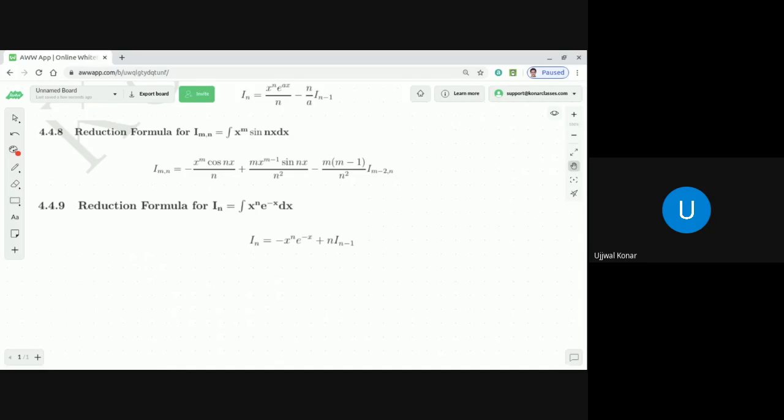It is the integration of x to the power n into e to the power minus x dx. And if we define In equal to the integration of x to the power n into e to the power minus x dx, then its reduction formula becomes In equal to minus x to the power n into e to the power minus x plus n into In minus 1. That means n into the integration of x to the power n minus 1 into e to the power minus x dx. Okay. Then again you follow this thing, and you get this.